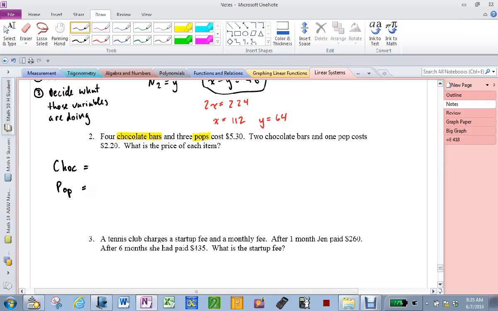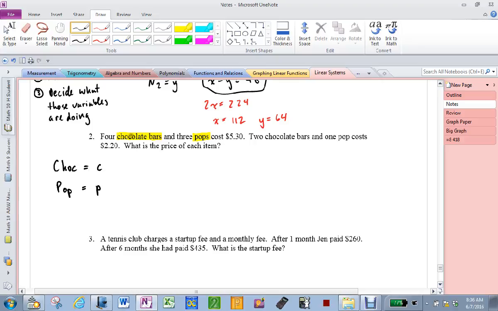What would you like to give them for variables? Do they have to be x and y? What could we give them? You could give c and p. Could you be crazy and give them J and L? Of course, it doesn't matter. Chocolate is C, pop is P. Have I chosen my unknowns? Yes. Have I named my variables? Yes. Now I have to do the math.